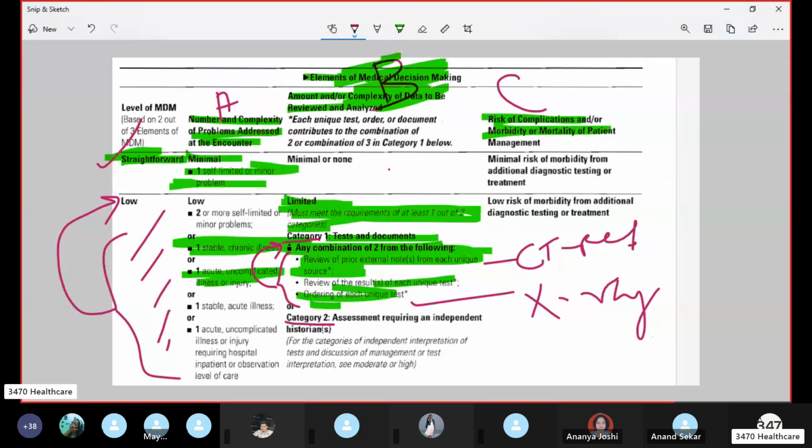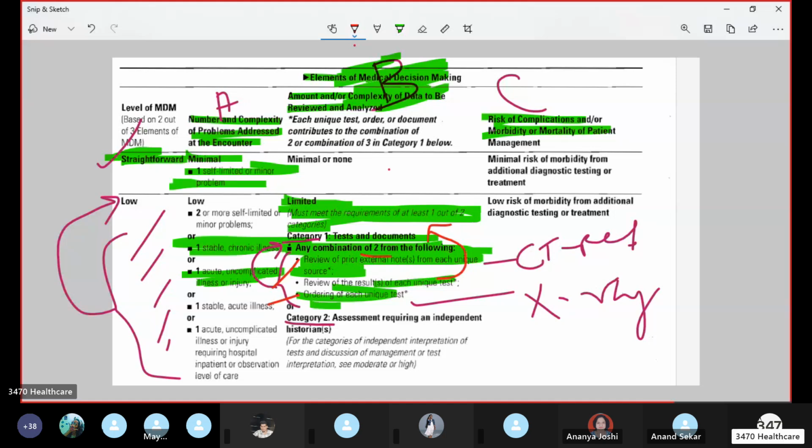So review of the external old prior records, while checking, seeing the CT report, and in the current encounter going to order the X-ray. So as per these 3, 2 bullets warrant, correct? That means first bullet and third bullet. So any combination of 2. So that means category 1 warrant.